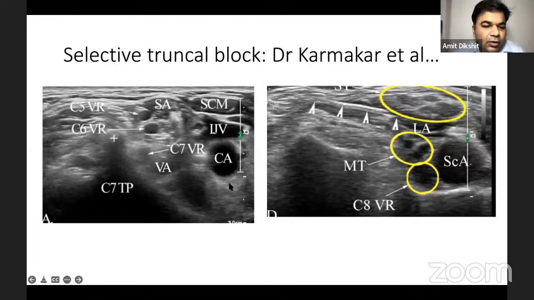And then lower down, a corner pocket, which we are very used to, with the combination, will cover the middle and the inferior trunk. So this has covered the superior trunk, the middle trunk, and the inferior trunk, and this block serves like an all-purpose block, as described by Manoj Karmakar.